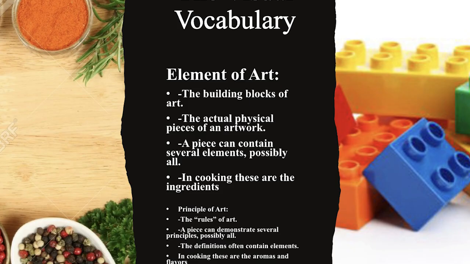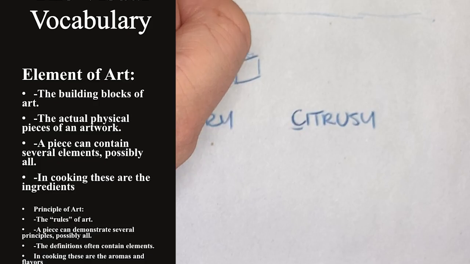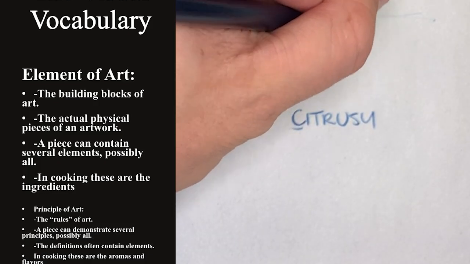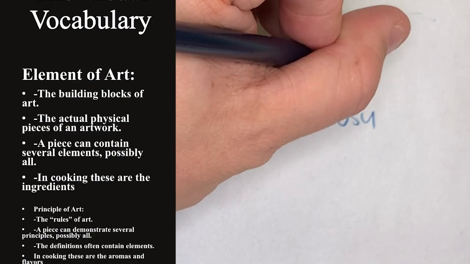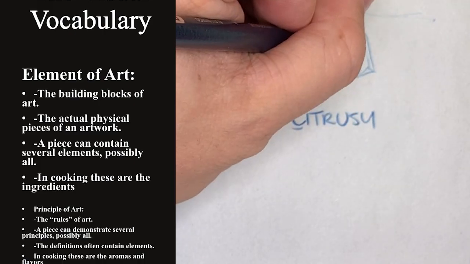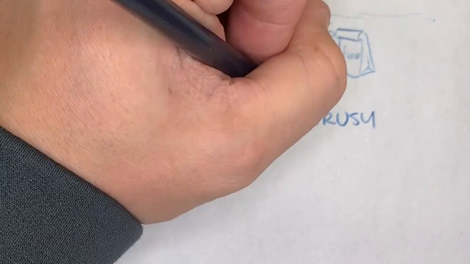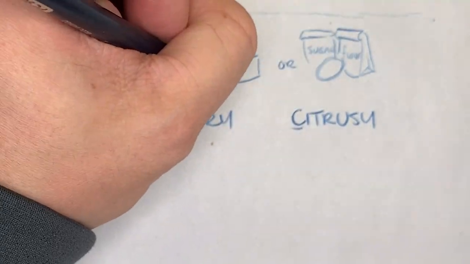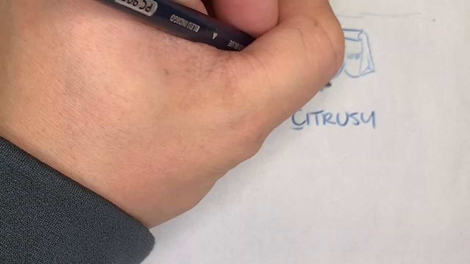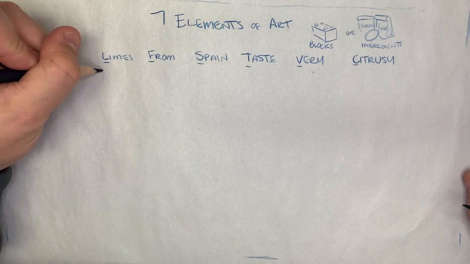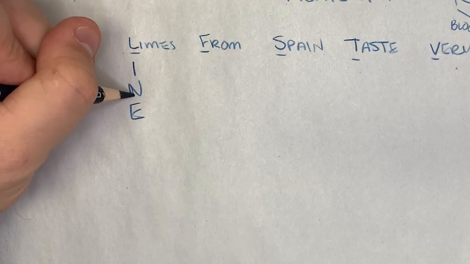Well, one way to think of the elements of art is to think of them as building blocks, or another way is to think of them as raw ingredients. Basically, they are the essential building blocks that we use to create the artwork. So, they're like the blocks, they're like the ingredients. Now, the first element we're going to look at is the simplest and most basic.